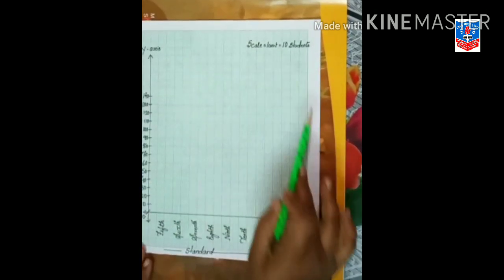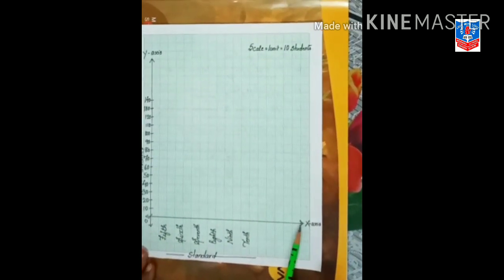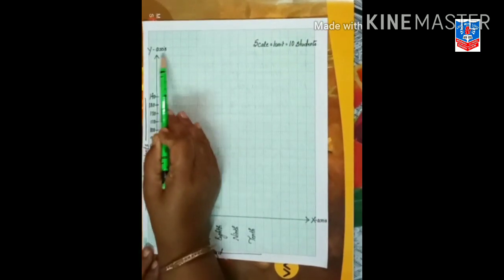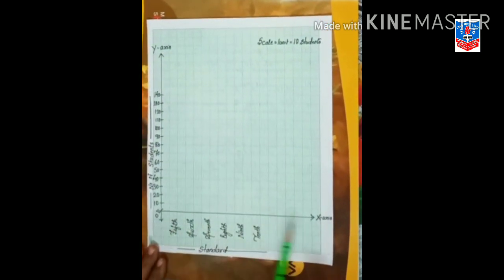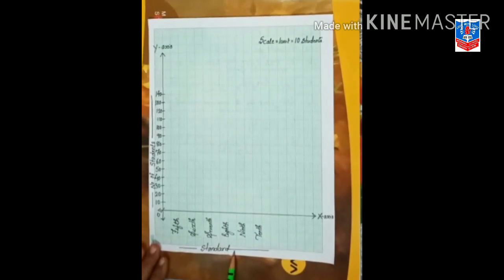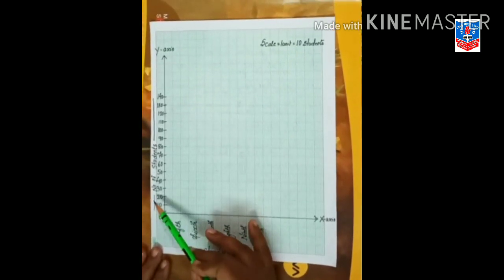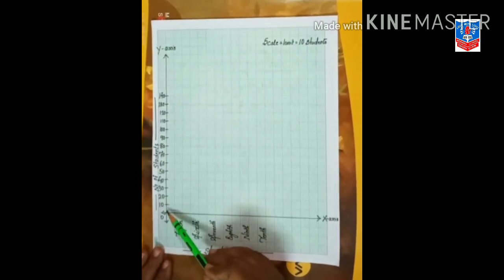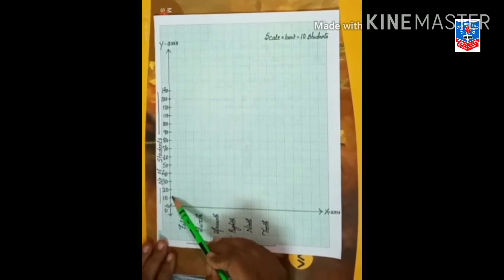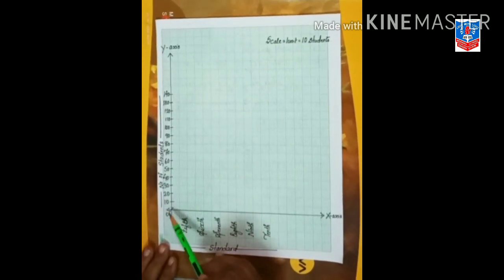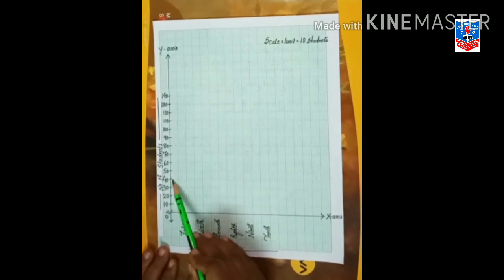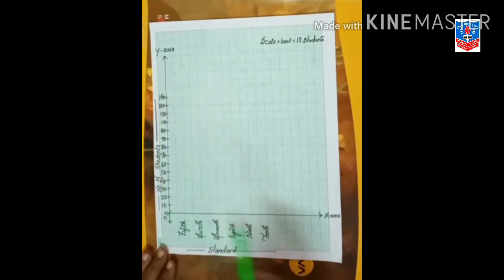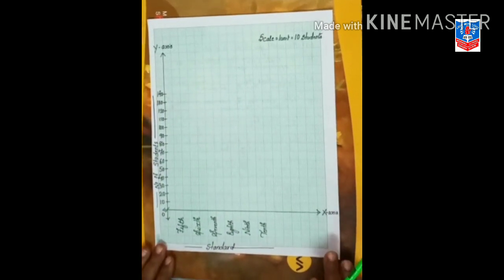This is graph paper. This horizontal line is called x-axis and this vertical line is called y-axis. On x-axis we will show standard and on y-axis we will show number of students. Now see, this is 1 unit. 1 unit is equal to 10 students. So see here, 10, 20, 30, 40, this way up to 140 we will show because our greatest data is 135.